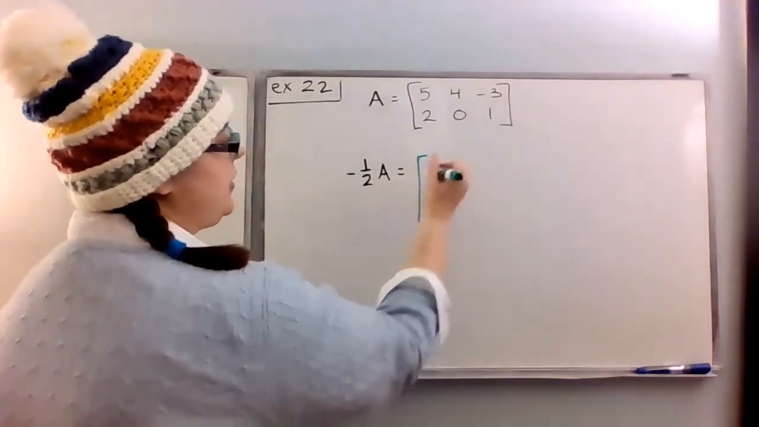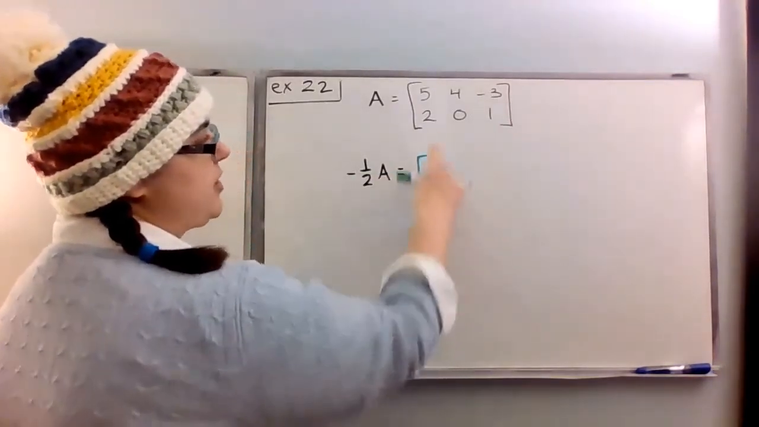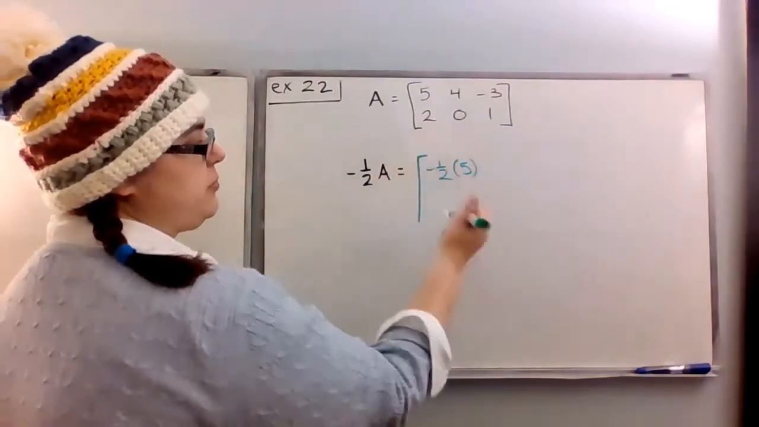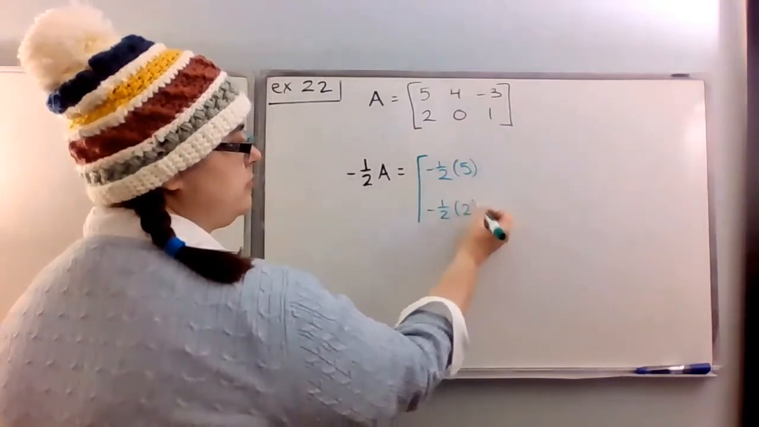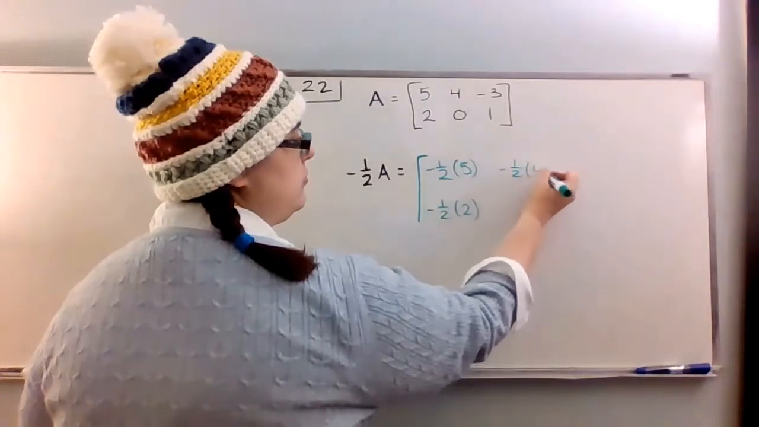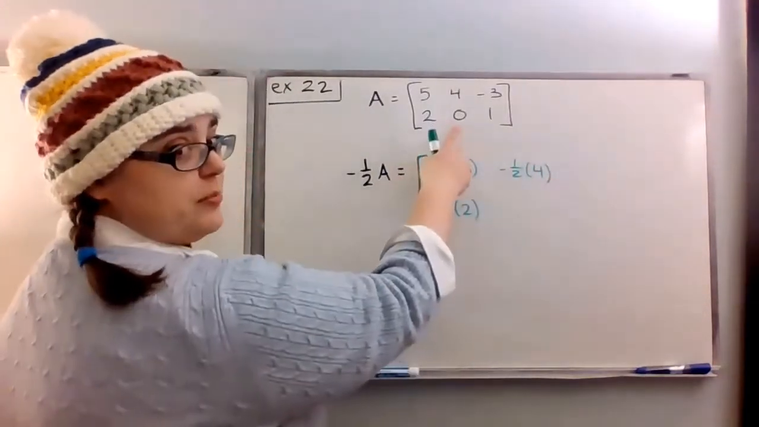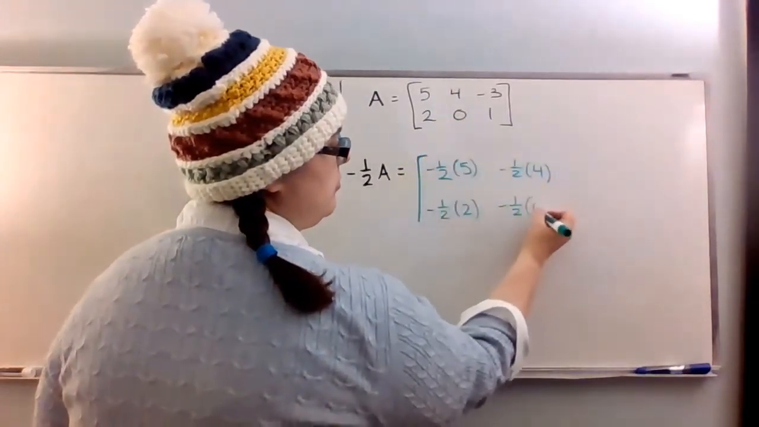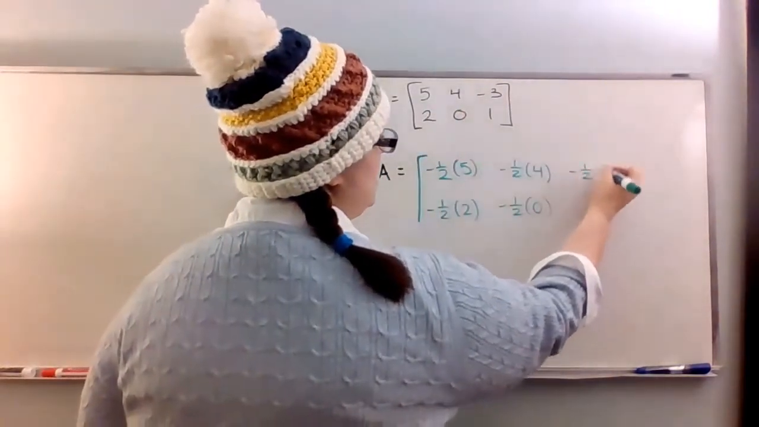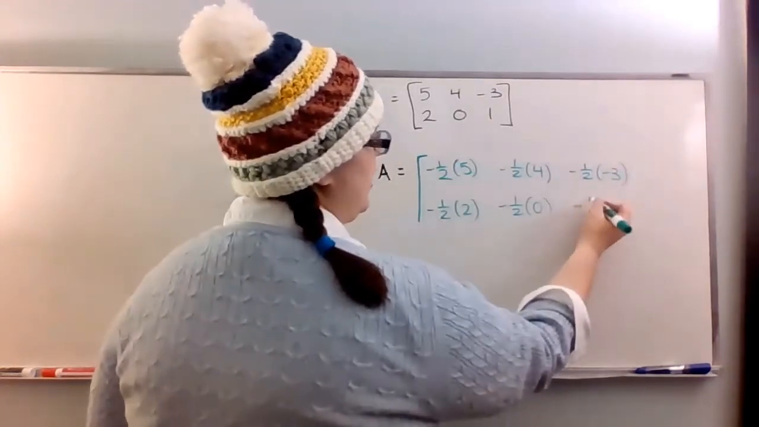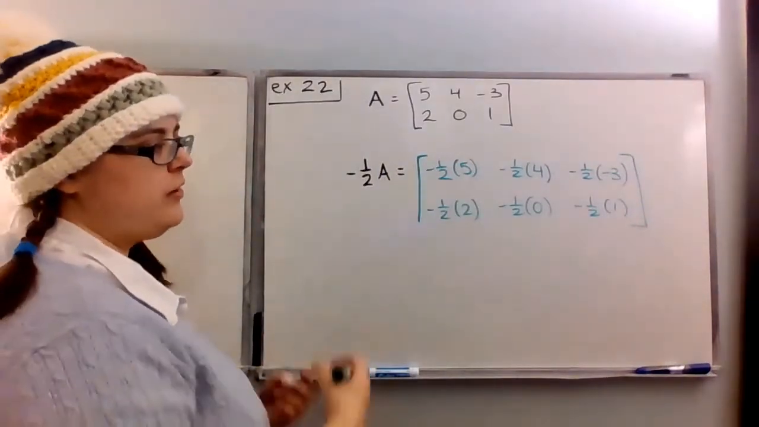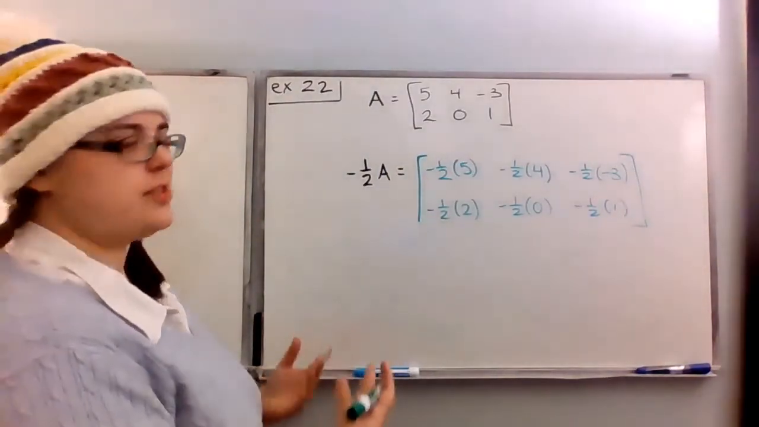So I'm going to take -1/2 and multiply it by 5. I'm going to take 2 and multiply it by that -1/2. I'm going to take -1/2 times 4, -1/2 times 0, and so on, right? So -1/2 times -3, and -1/2 times 1. And then we just compute these.